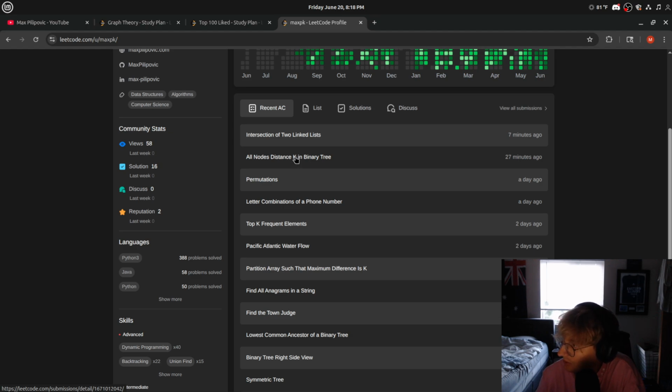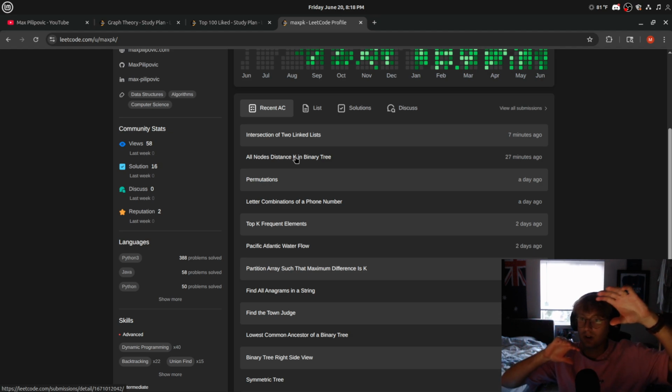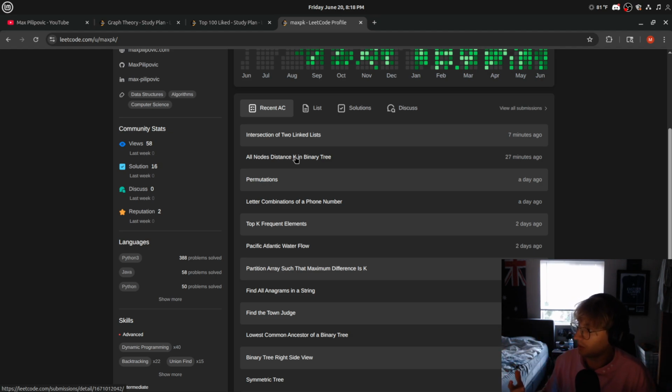So pretty much what the problem was, it gave you a binary tree, and it wanted you to return the nodes that are at a certain k distance, right? So let's say 2, so a distance of 2. I had the right intuition for the problem. I thought about converting it to an adjacency list, which, it was technically a graph problem, but that was the first time I had ever converted a tree into an adjacency list for a graph problem.